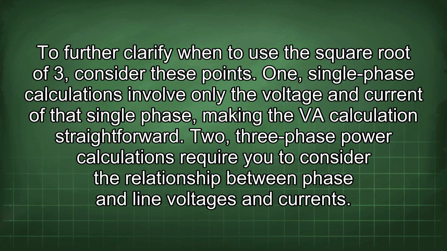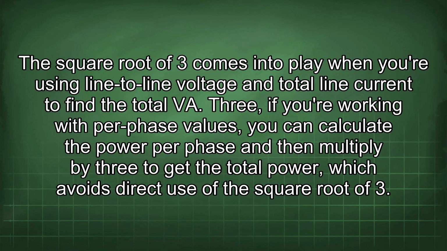To further clarify when to use the square root of 3, consider these points. 1. Single-phase calculations involve only the voltage and current of that single phase, making the VA calculation straightforward. 2. Three-phase power calculations require you to consider the relationship between phase and line voltages and currents. The square root of 3 comes into play when you're using line-to-line voltage and total line current to find the total VA. 3. If you're working with per-phase values, you can calculate the power per phase and then multiply by 3 to get the total power, which avoids direct use of the square root of 3.